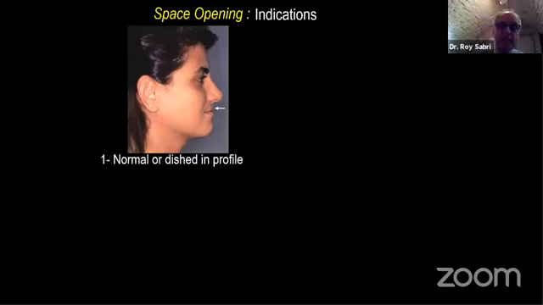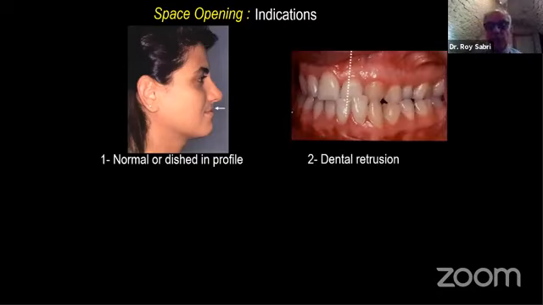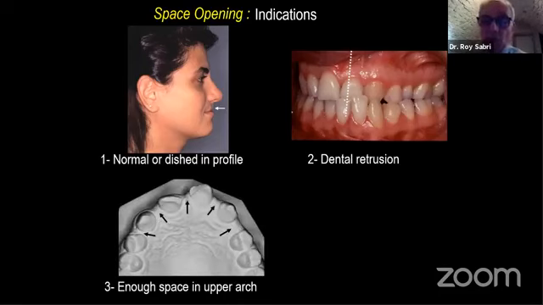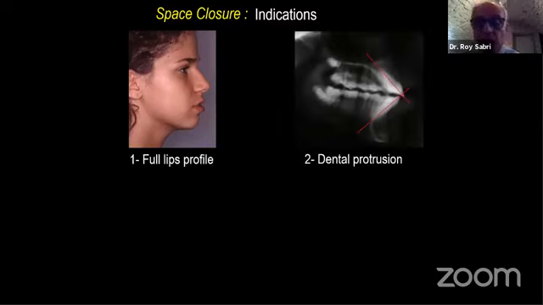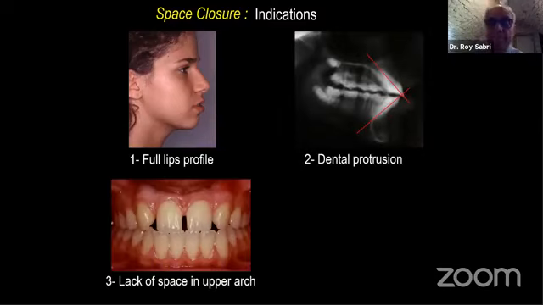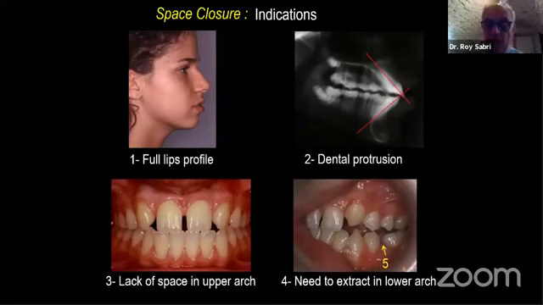Space opening is indicated in a distant profile or normal profile, in dental retrusion, upright incisors, and when you have zero arch length deficiency, or you have enough space. Those are the indications for treating non-extraction. Space closure is the indication of extraction when you have a full lips profile, dental protrusion, and lack of space in the arch, and sometimes when you need to extract in the lower arch.